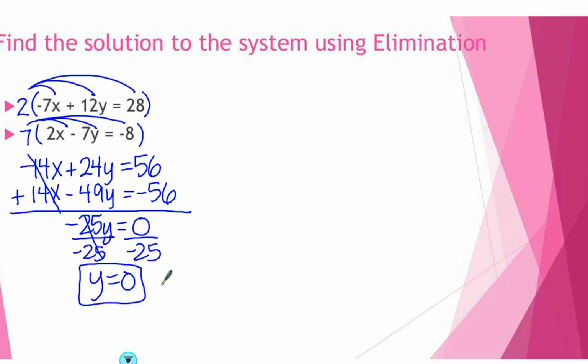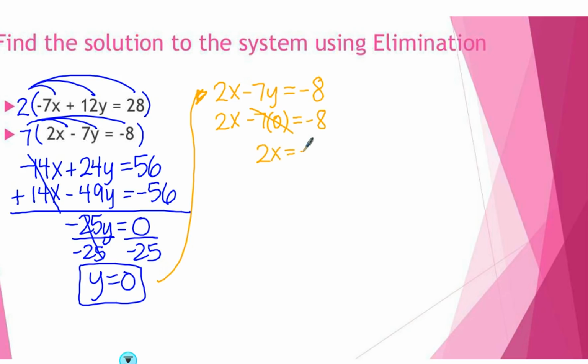Whenever we know the value of one of our variables, I'm going to take it and plug it back into one of my originals. I'm going to do it to the second equation. It doesn't matter which one you choose. You should get the same answer either way. So I know what the value of y is. It's 0. So essentially that just disappears.